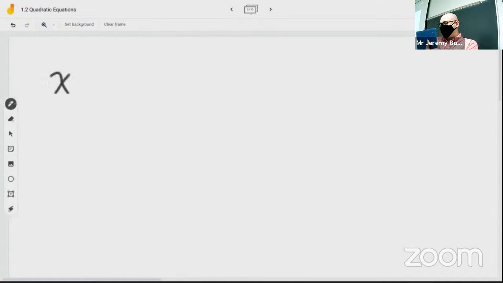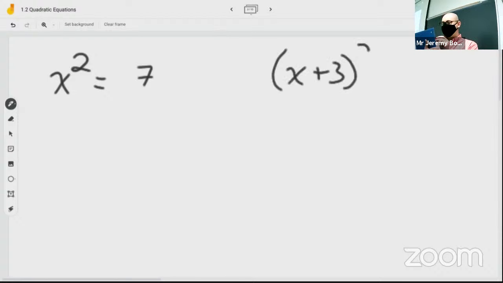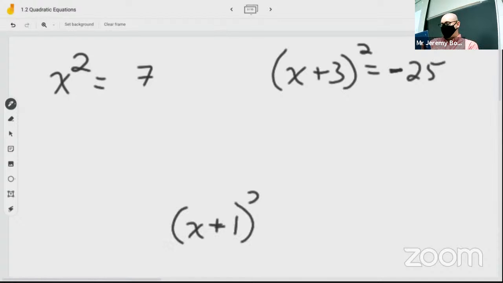So let's say we got x squared is equal to, let's just do 7. Let's do x plus 3 squared is equal to negative 0.5, and x plus 1 squared is equal to 64.